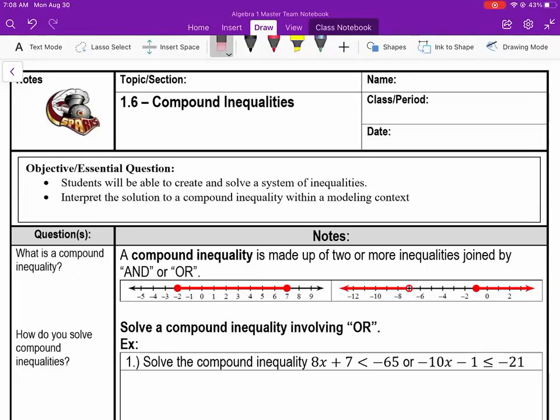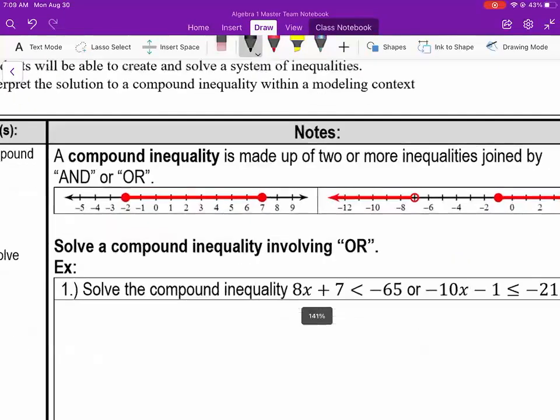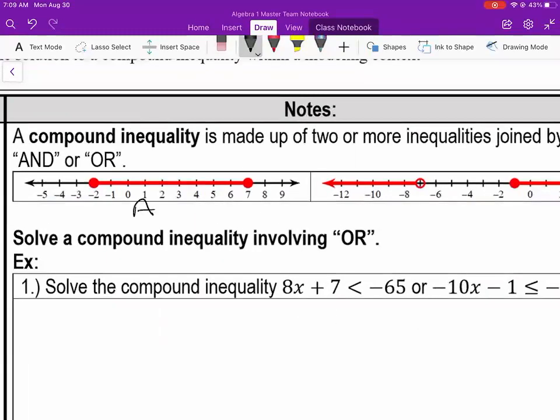All right, we're going to talk about 1.6 compound inequalities. Now, before we get started, what is a compound inequality? That is the first essential question. Basically, a compound inequality is made up of two or more inequalities, and they're usually joined by an "and" or an "or."